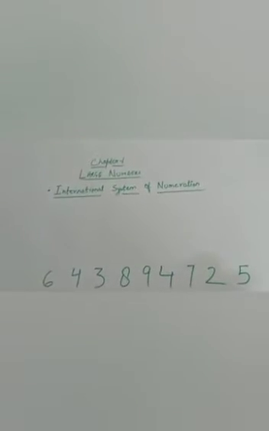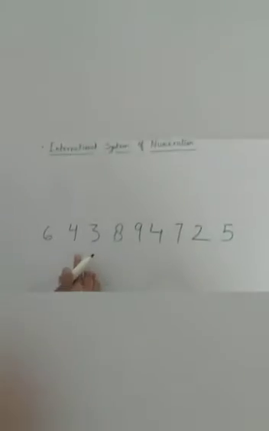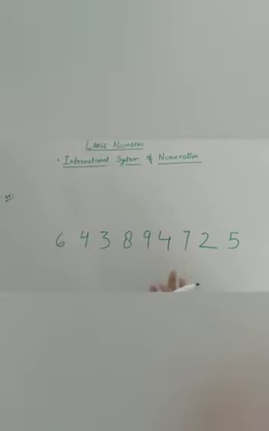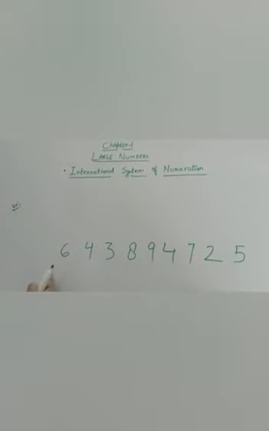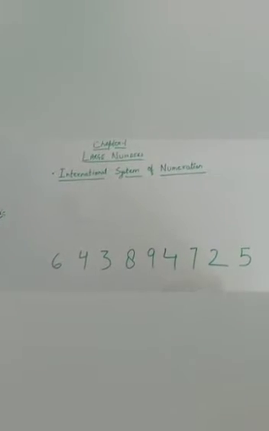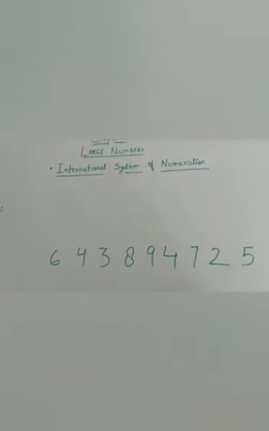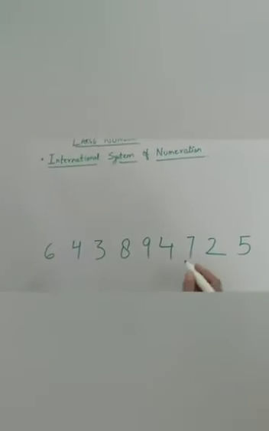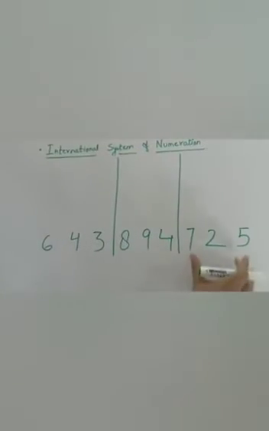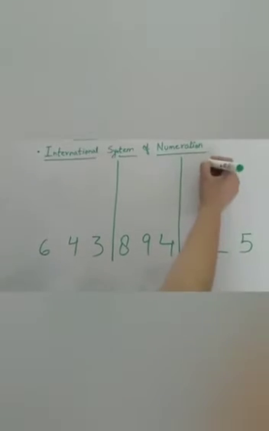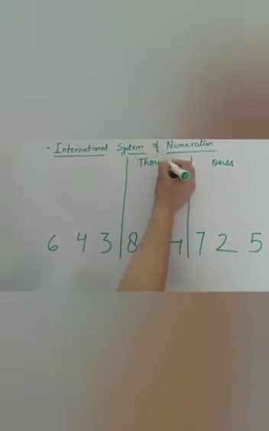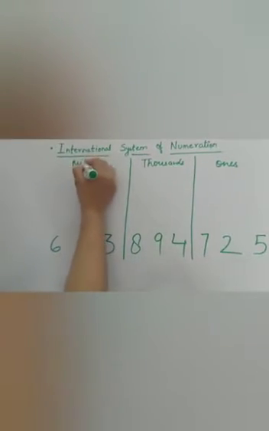I have taken this number, and we will group the digits in groups of 3. But remember, we always start from the right side, not the left side. So how can we divide these digits and write the number name in words, according to groups or places? We will divide 3 digits in one group. This is the ones group, this is the thousands group, and this is the millions group.